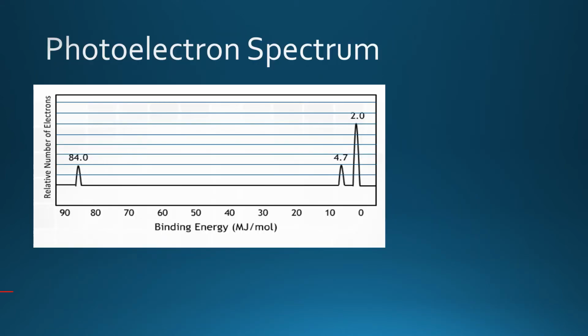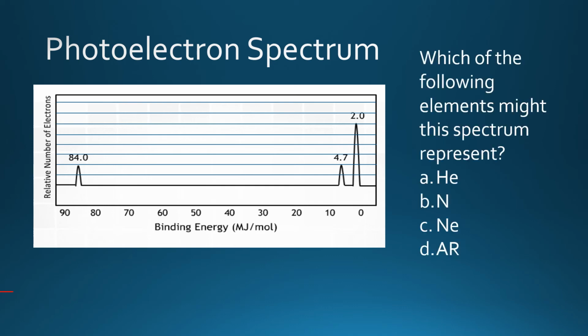So the photoelectron spectra, let's look at this guy. And I think I have some questions to go with that. Which of the following elements might this spectrum represent? So without even looking at the choices, let's just analyze it. So the highest is down here. Notice we have relative number of electrons. I think that's a better way of putting it than 1, 2, 3, 4. So notice it goes up about 2 lines. So that's got to be your 1s. And they have 2 electrons.